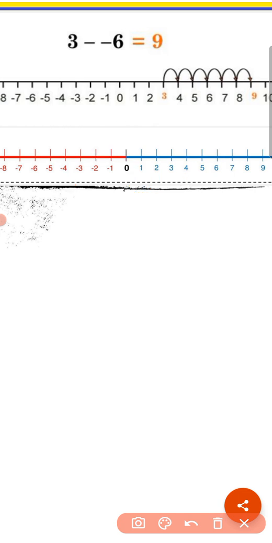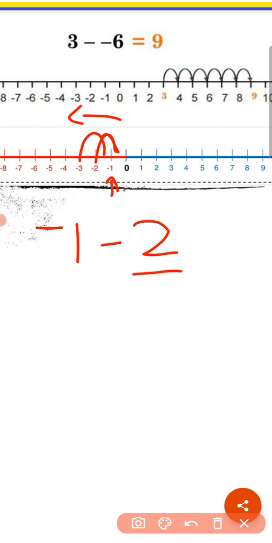Let me explain a few examples again. Listen, children. Negative 1 minus 2. Here the second number is 2, which is a positive number. So locate the first number, that is negative 1, and move 2 steps left. 1, 2. So our answer is negative 3.